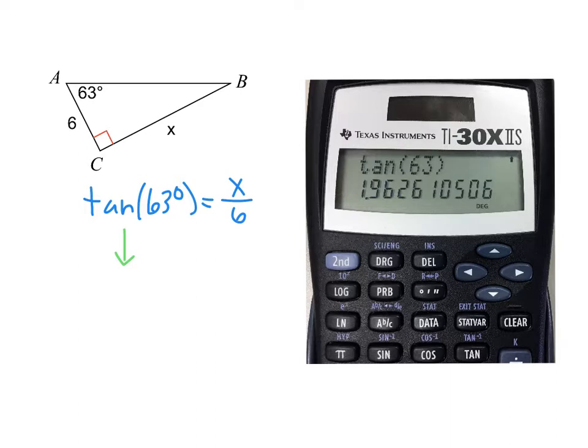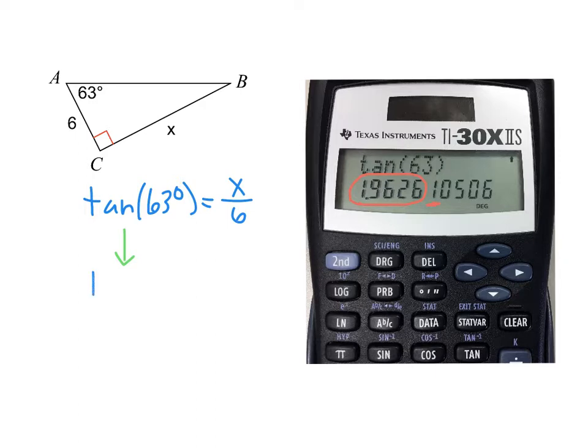And what I'd like you to do is round that off to 4 decimal places. So in this case, that means count over to the 5th decimal, which is a 1, and then either round up or down. In this case, we'll round down. So I'm going to use the value 1.9626 and replace the tangent of 63 degrees with that value.